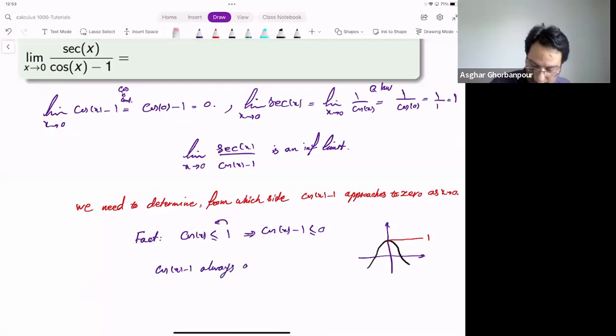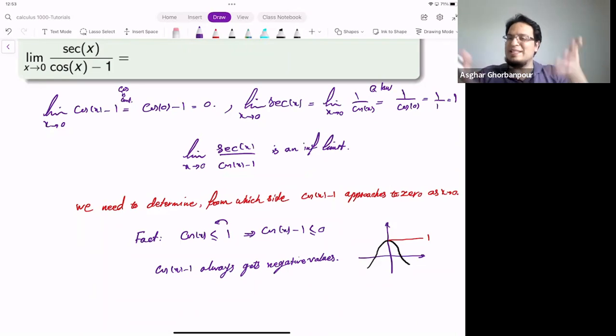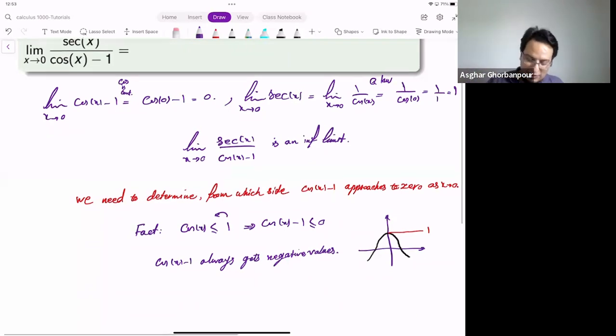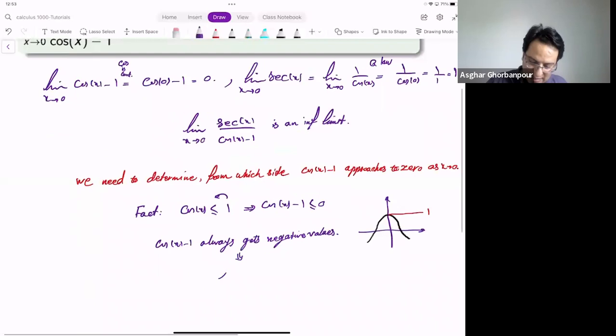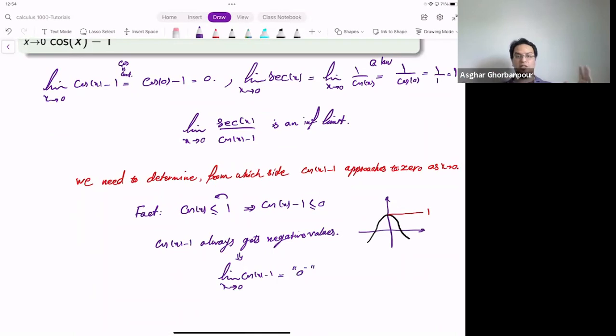So it means that cosine of x minus 1 always gets negative values. When it approaches zero, it will be using negative numbers. So in other words, as a result of that, the limit of cosine x minus 1 as x approaches zero is zero minus, approaching zero by using negative numbers.